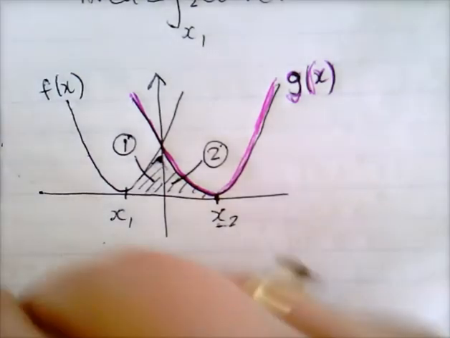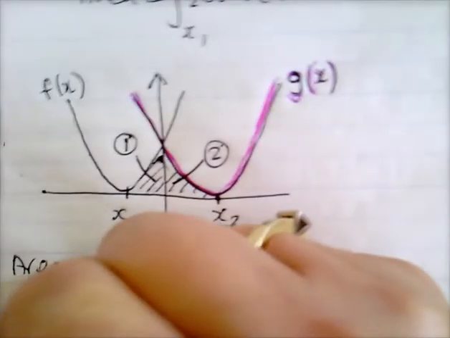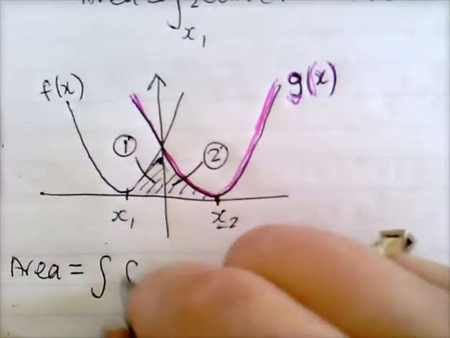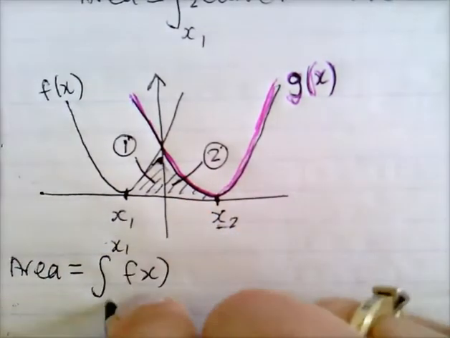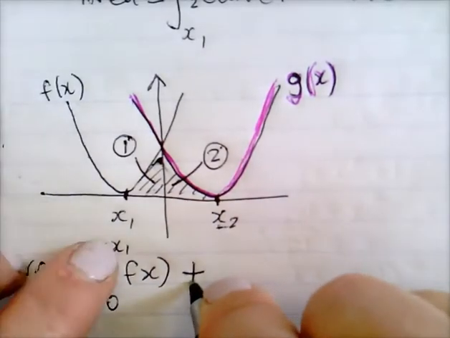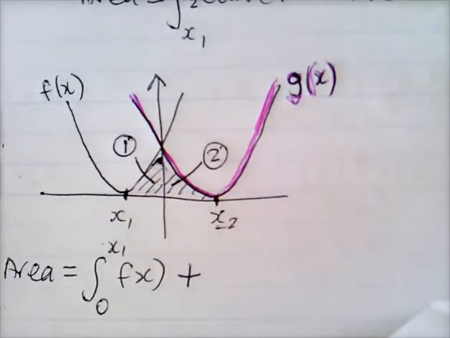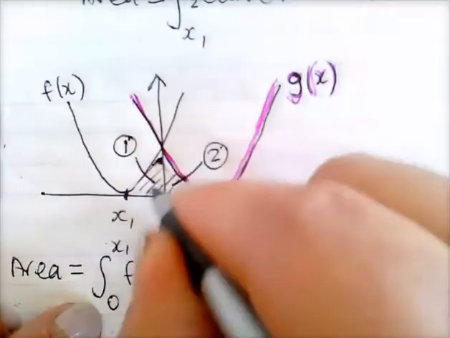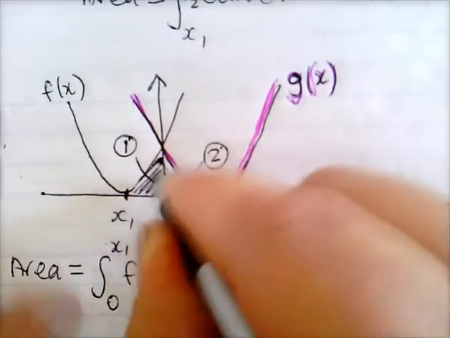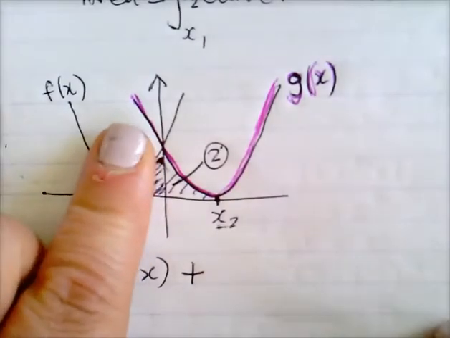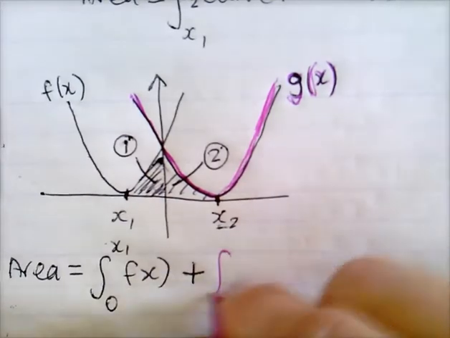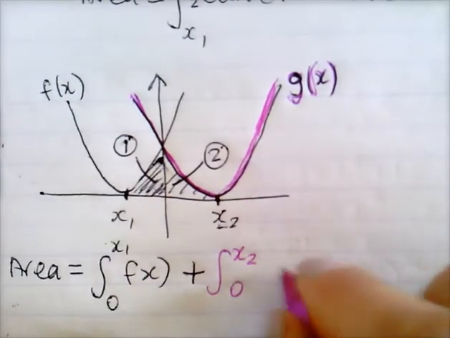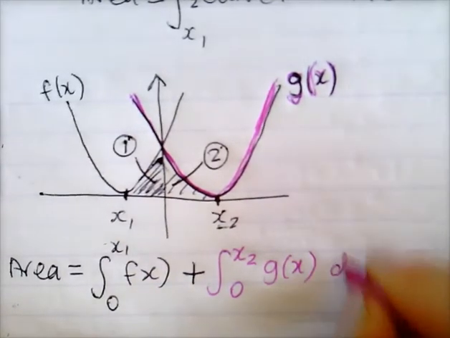So your total area will be the area underneath f of x between which values? x1 and 0, plus, see, this is when we do sum of areas. So this area underneath is only underneath that first curve. This other area under here is underneath the pink curve. So plus the integral from x2 to 0 of g of x dx.